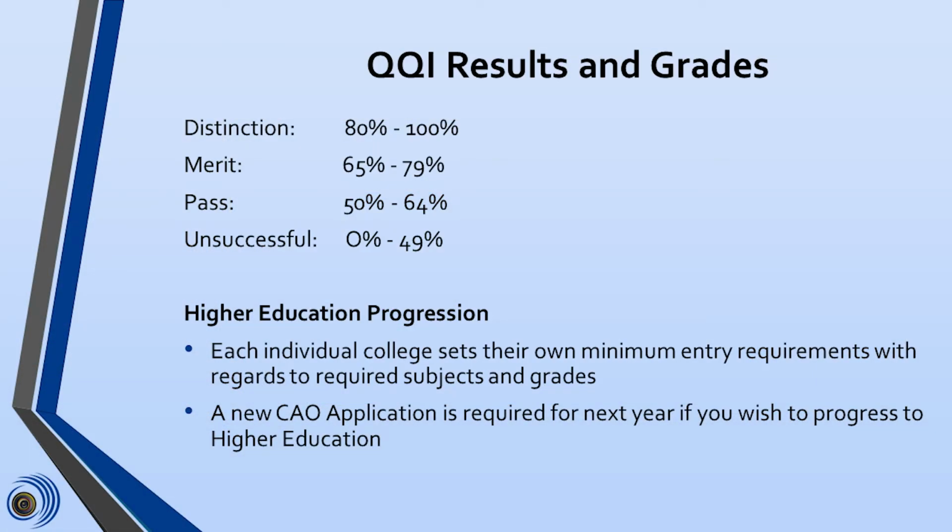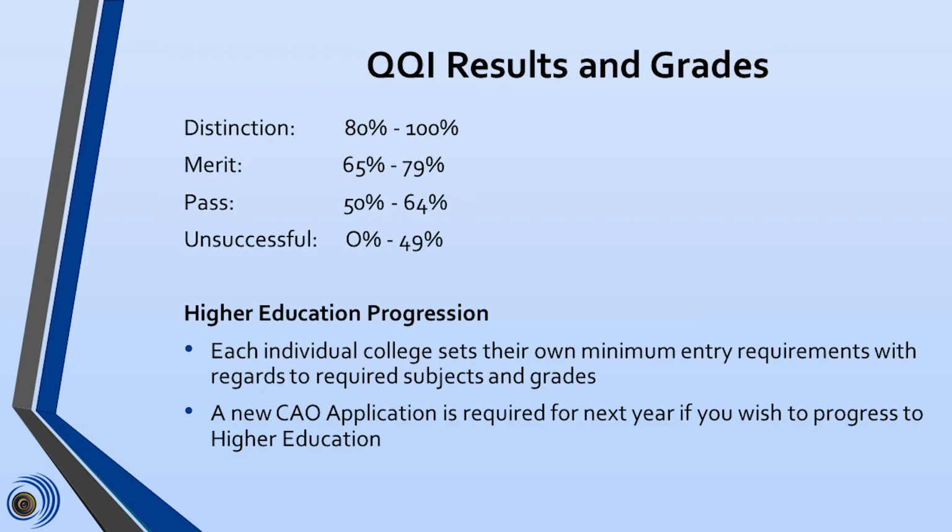Okay, just a bit about the QQI results and grades and what you receive at the end of the year and the end of your programme. When your programmes are marked at the end of the year, you will receive one of 3 grades, either a distinction, a merit or a pass. Distinctions are from 80 to 100%, merits from 65 to 79, and your passes are between 50 and 64%. As Meabh mentioned earlier on, your full award allows you to progress on to higher education.